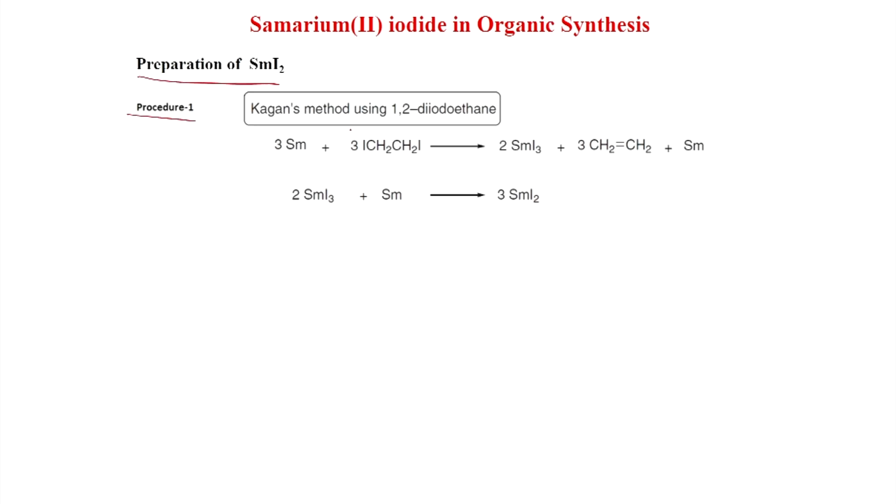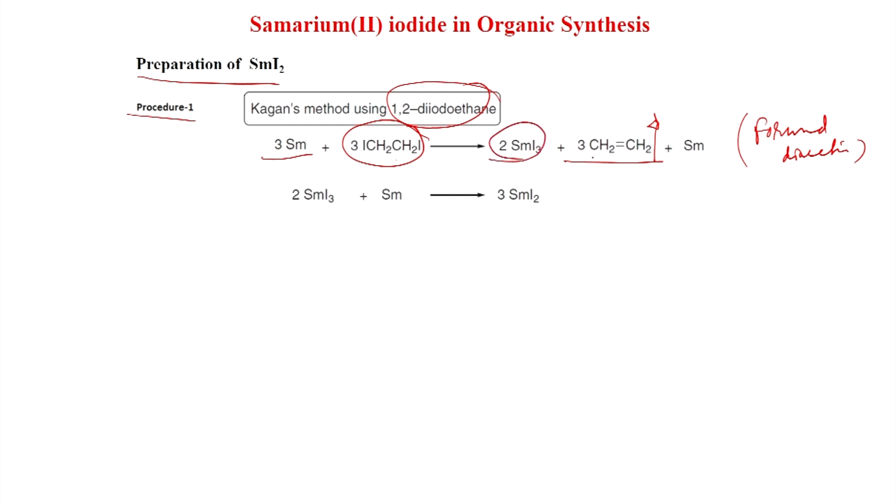First, procedure 1, this is Kagan's method using 1,2-diiodoethane. So, this is the 1,2-diiodoethane, and this is interesting, here you get the ethylene gas. So, this gas will be out, so the reaction will go in the forward direction, and it will be quite fast. 3 equivalents of samarium metal and 3 equivalents of this will give 2 equivalents of SmI3, 3 equivalents of ethylene and samarium. This SmI3 and samarium again will react to generate the SmI2.